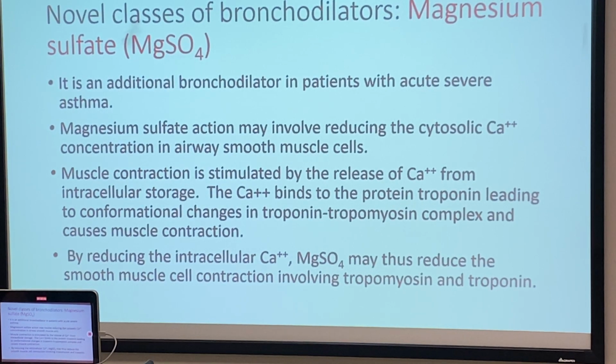It will compete with calcium, thereby it binds to the calcium protein troponin and the troponin complex. That way, if troponin is not available, then it will not cause any constriction. So that's how magnesium sulfate interferes with the calcium binding to troponin or to tropomyosin. Thereby, magnesium sulfate is found to be a bronchodilator.